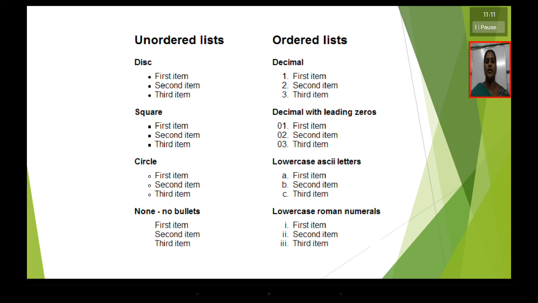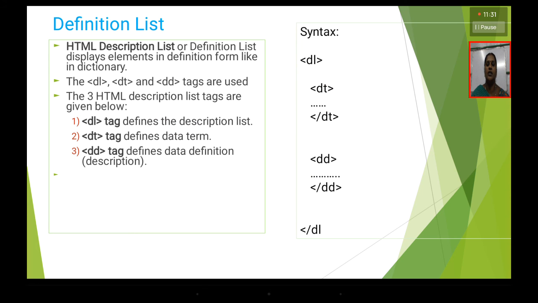Then ordered list items: decimal, first 1, 2, 3. Then decimal with leading zeros. Then lowercase, then lowercase Roman numerals, etc. So, in this way, you can create your own list items.